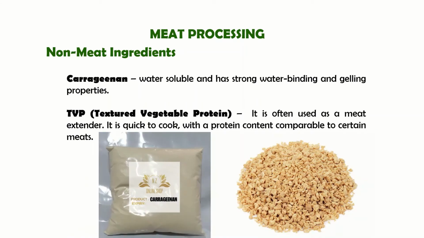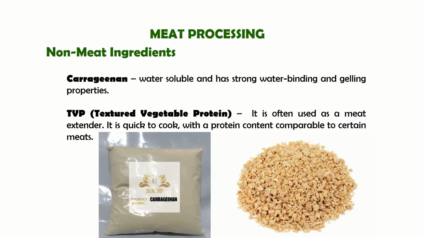Next is the carrageenan. Carrageenan is water soluble and has strong water binding and gelling properties. It can improve the cooking yield and give better sliceability and cohesiveness. It not only increases water retention in cooked ham or raw cooked products, but also contributes to the desired stability and juiciness of the product.